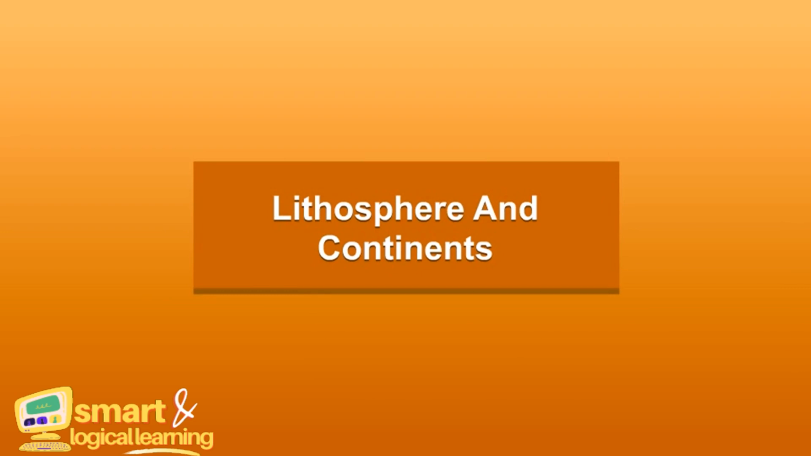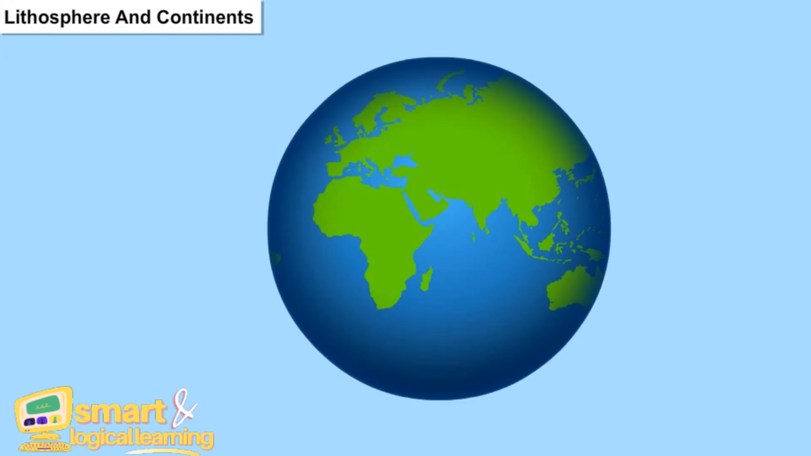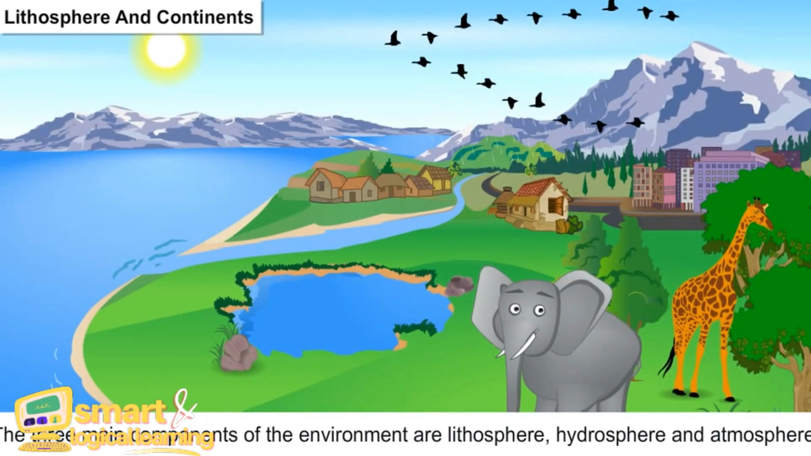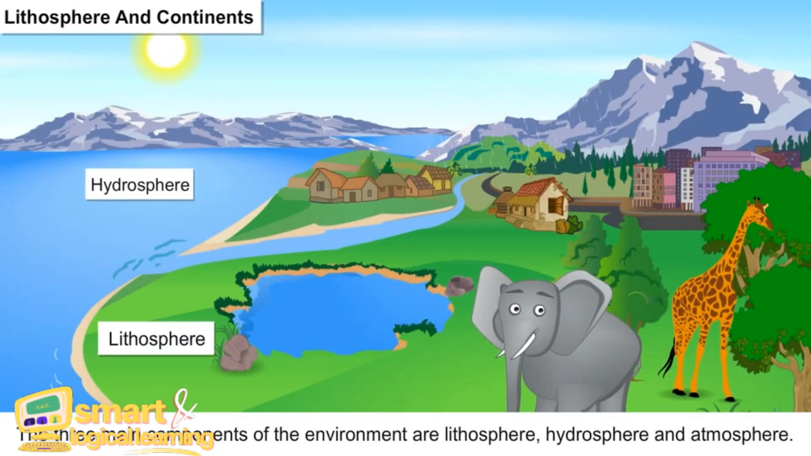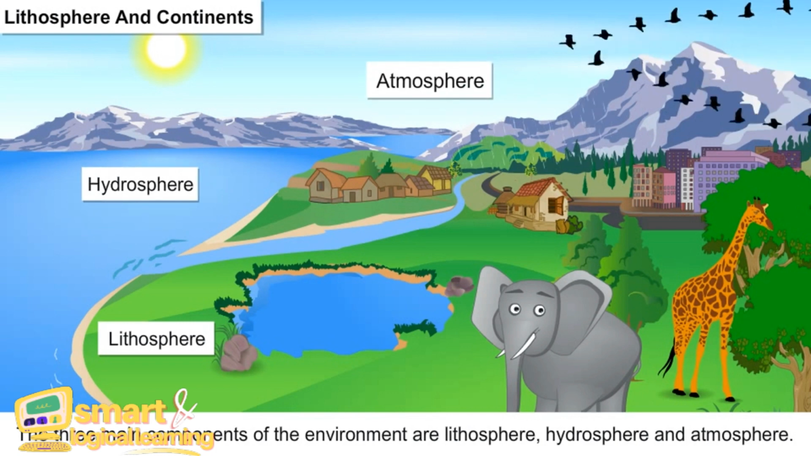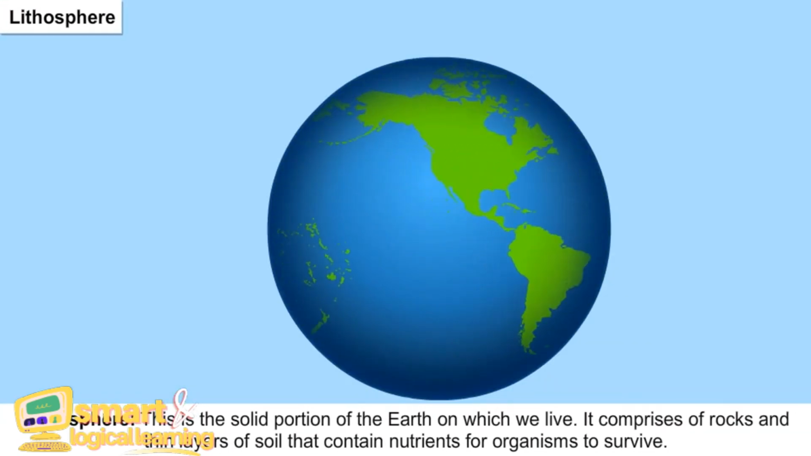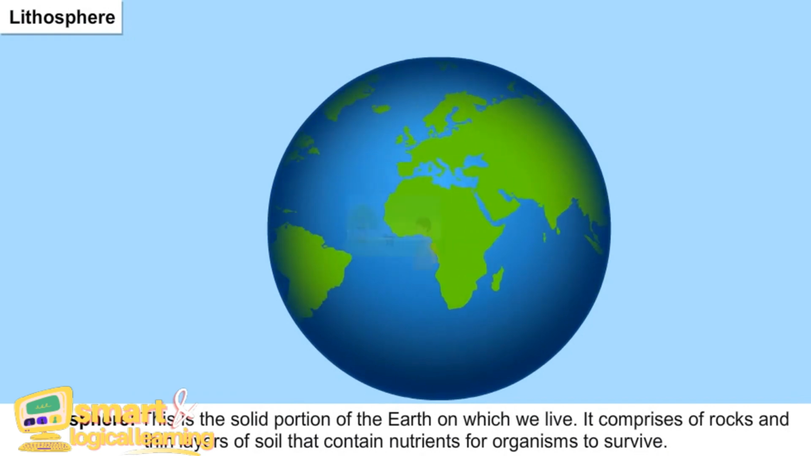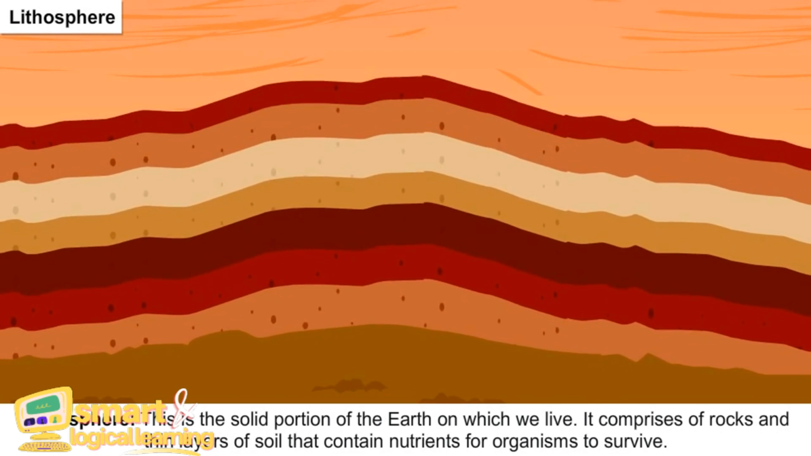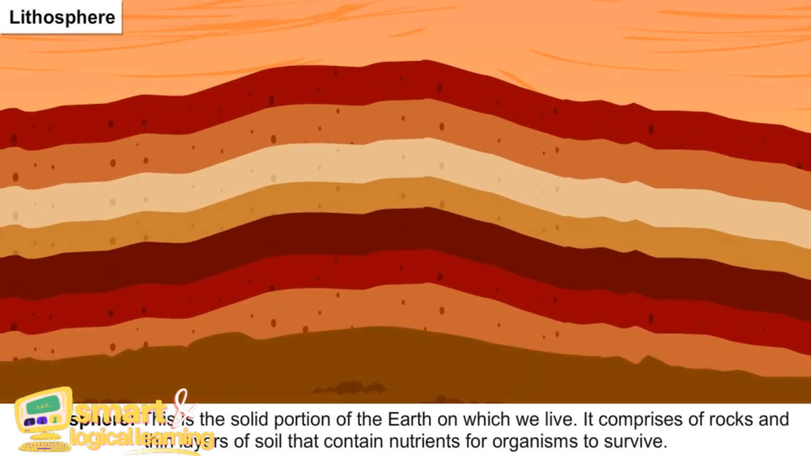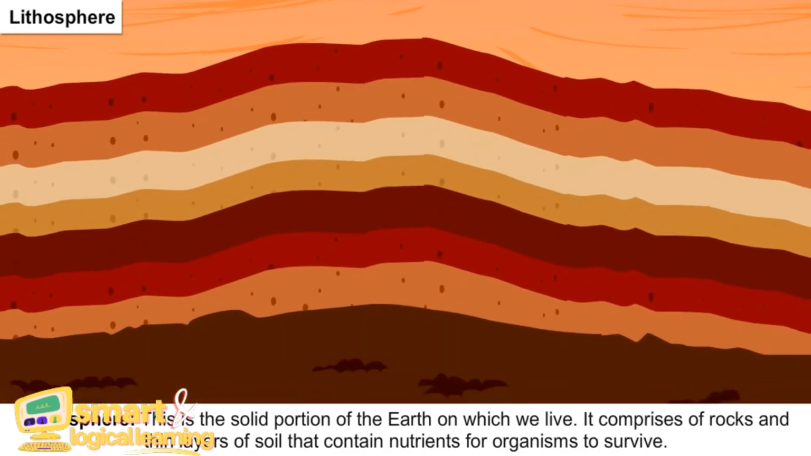Lithosphere and continents. The Earth is the only planet which has land, water, and air that are essential for life. The 3 main components of the environment are lithosphere, hydrosphere, and atmosphere. Lithosphere. This is the solid portion of the Earth on which we live. It comprises rocks and thin layers of soil that contain nutrients for organisms to survive.